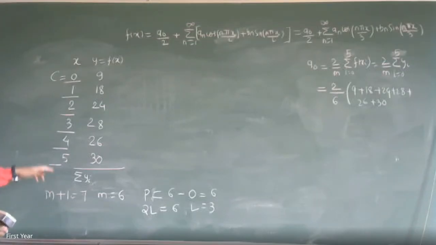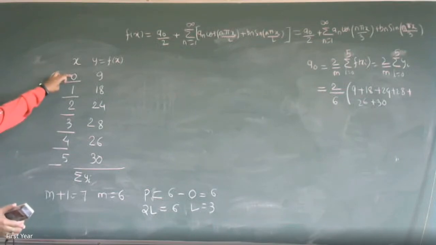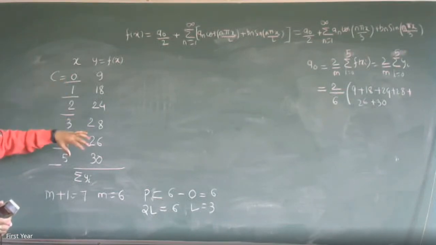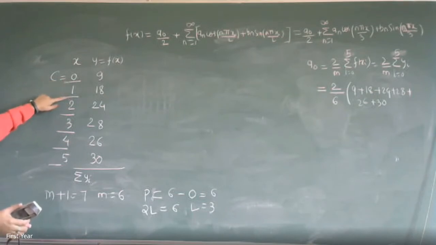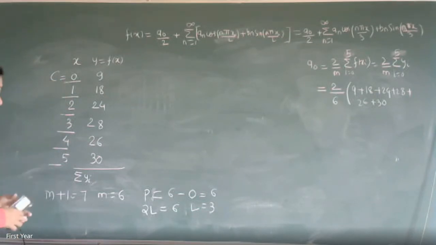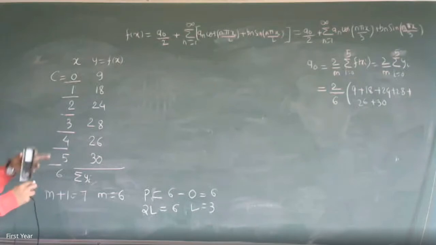Ma'am, I didn't understand how you took that 5. I mean, what I said: how many parts are there? Those many rectangles will be there. So 1, 2, 3, 4, 5, 6. There were 6 parts here, so I'm going to take those many rectangles.